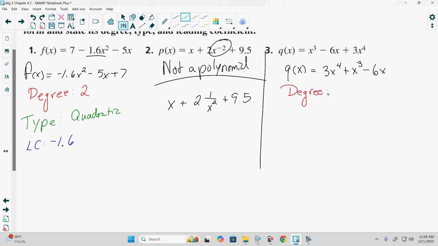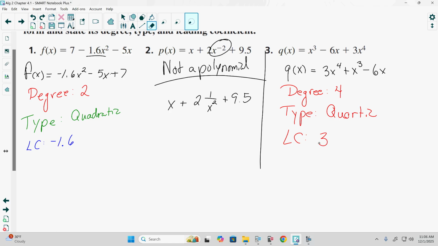Now the degree would be 4. The type would not be quadratic. I don't know why I started writing quadratic. It would be quartic. Quartic. And the leading coefficient would indeed be 3.